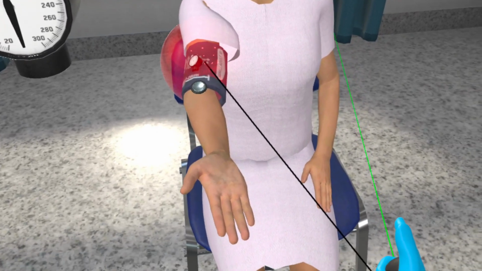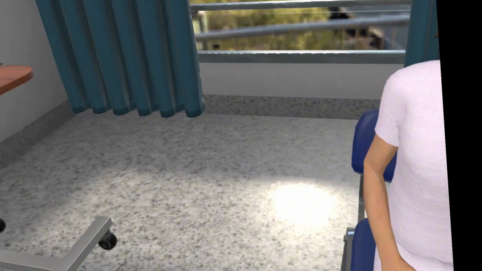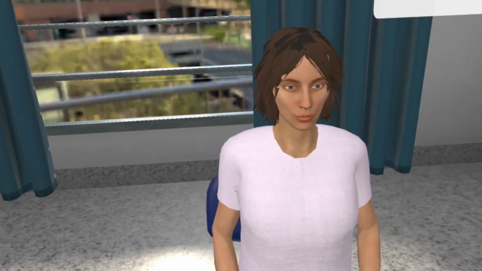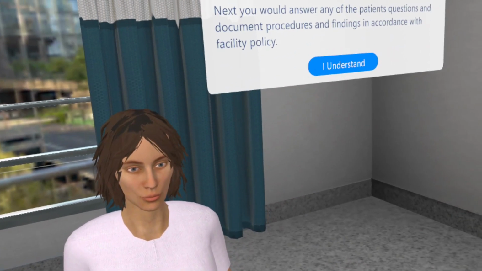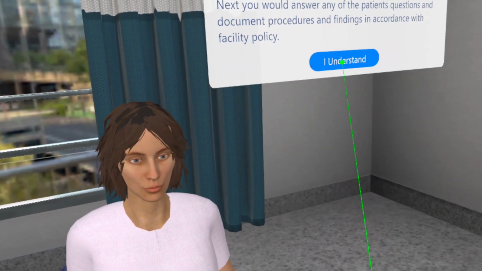Utilize the red sphere to remove the cuff and the stethoscope and place it on the table, once the air is deflated from the cuff. Next, you would answer any of the patient's questions and document procedures and findings in accordance with facility policy.